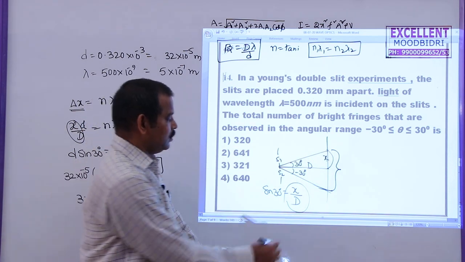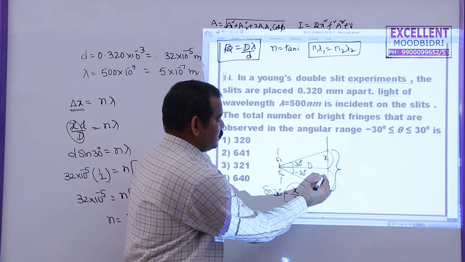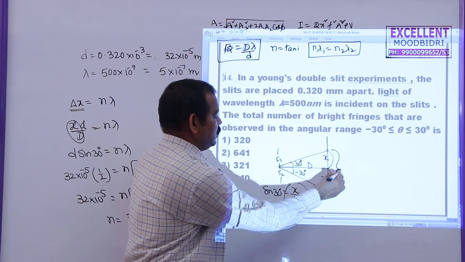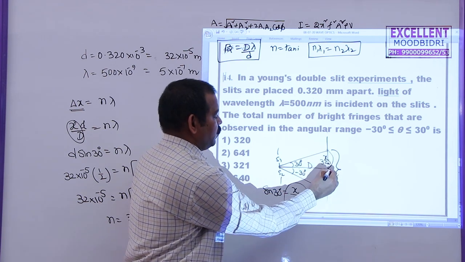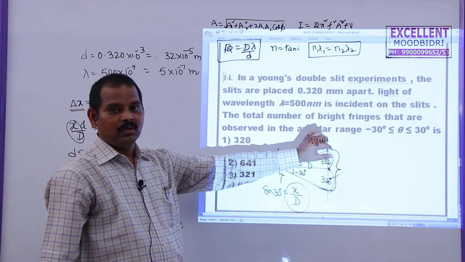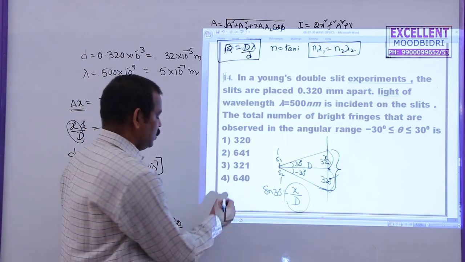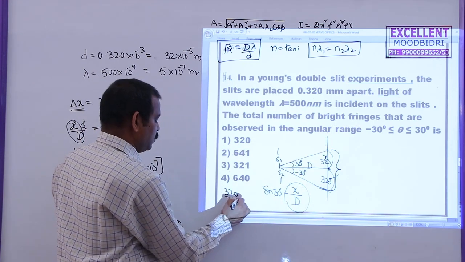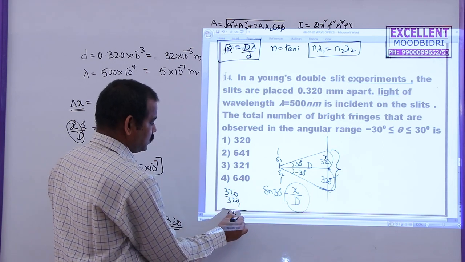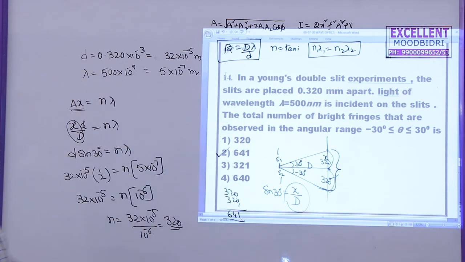Here 320. Similarly, in this region also for the same angular range, this is 320, and one more central maximum that we have to consider. So that is the central bright fringe. So total 320 plus 320 plus 1. This is 641. Option 2 is correct.